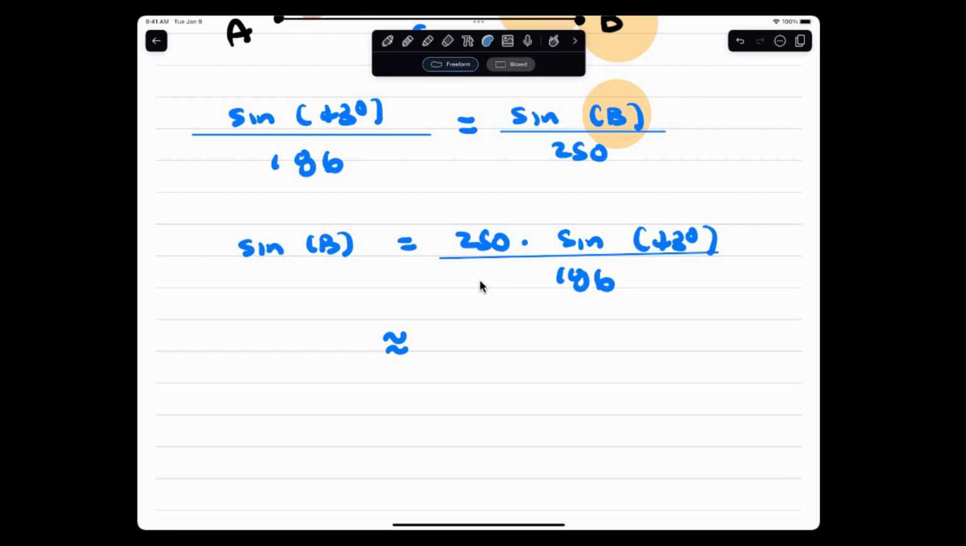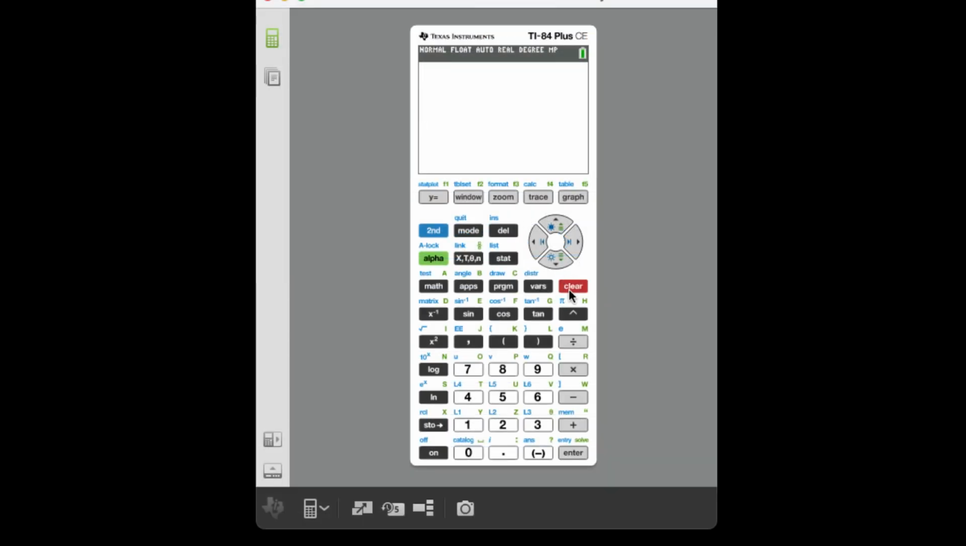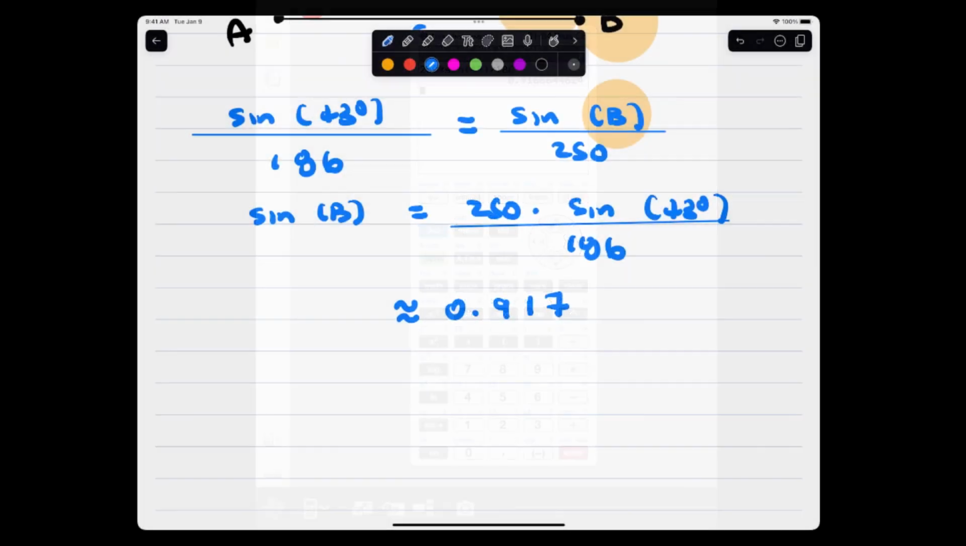So in our TI calculator, 250 times sine of 43 degrees divided by 186. Okay, and what do you guys end up with here? What's this number? Go out to 3 decimal places. 0.917, okay? So here's what we found.